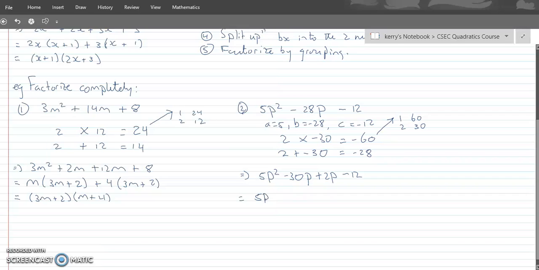5p could divide 30, p could divide both p and p squared. So 5p squared divided by 5p is p. Negative 30p divided by 5p is negative 6. I could divide both of these by 2. 2p divided by 2 is p, minus 12 divided by 2 is negative 6. So now you have the same p minus 6 in brackets. So we can now withdraw that p minus 6 and we are left with 5p plus 2.